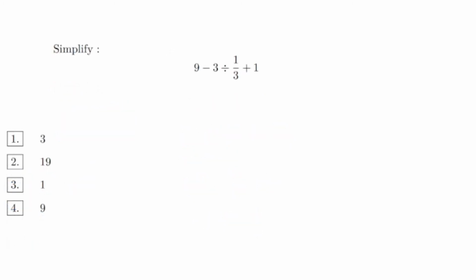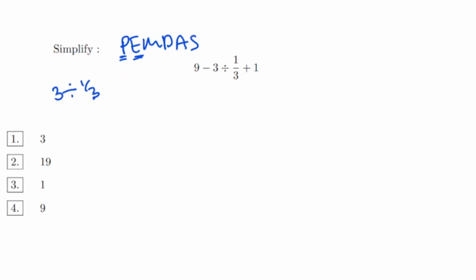Well, simplify 9 minus 3 divided by 1 over 3 plus 1. Again, we'll just follow PEMDAS and say we have no parentheses, we have no exponents, then we have multiplication and division, but we have to do whichever one comes on the left. So what comes first is 3 divided by 1/3.